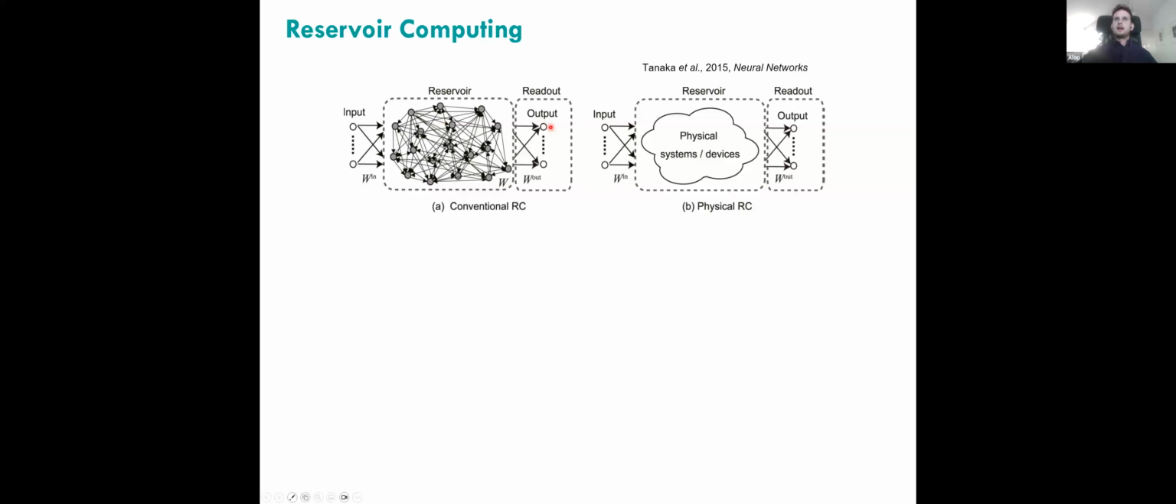And then we train on the outputs. We train a very simple model to try and understand the outputs from the network. And so we can do the same with physical systems like nanowire networks, where we just take out a traditional reservoir system and we put in our nanowire networks. So what does that look like?